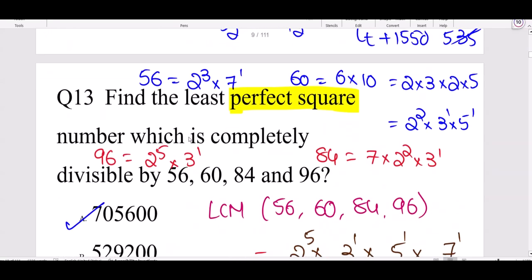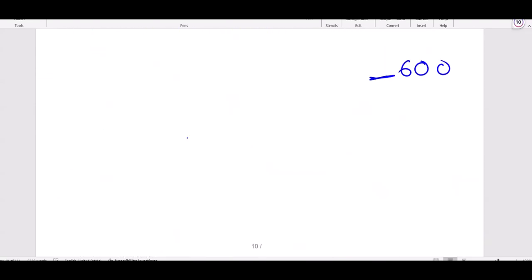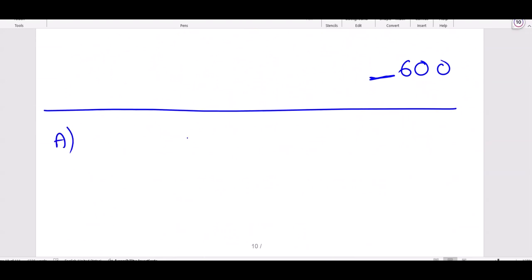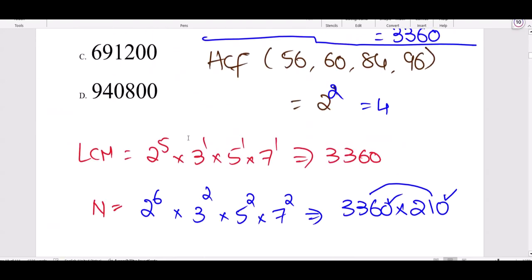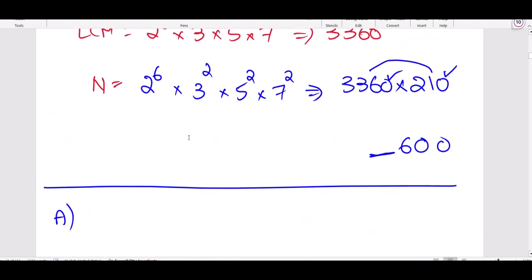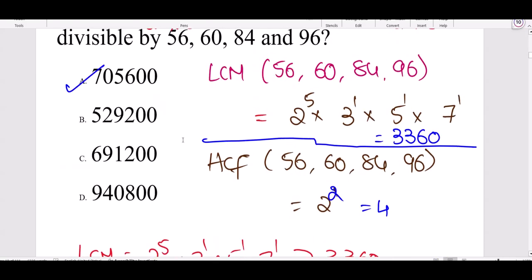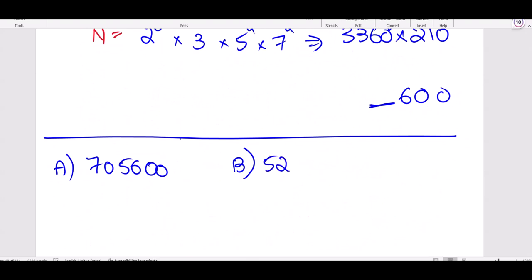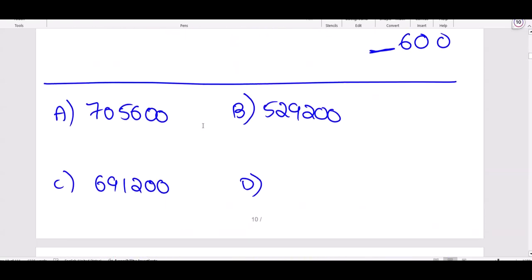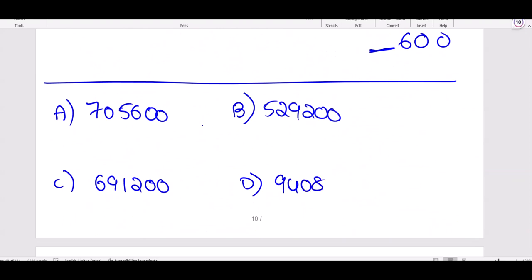Now, guys, one simple thing. The options are what? Option A is, again I have to scroll. Please tell the options. Option A, 7056. Option B, 529200. Option C, 691200. Option D, 940800. Okay, perfect.